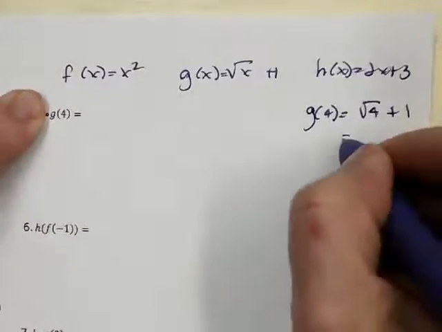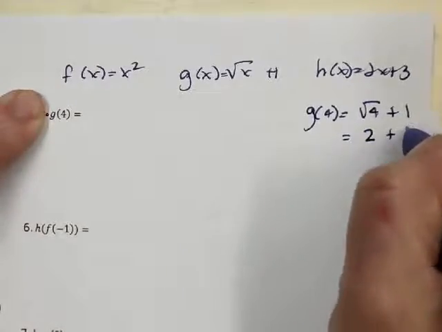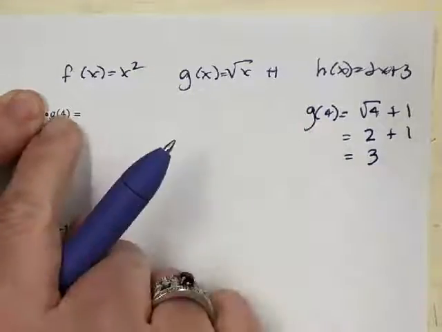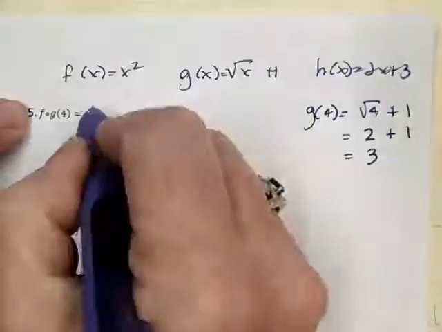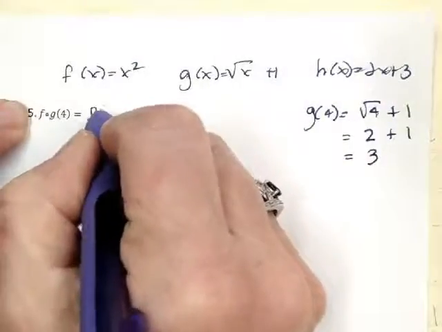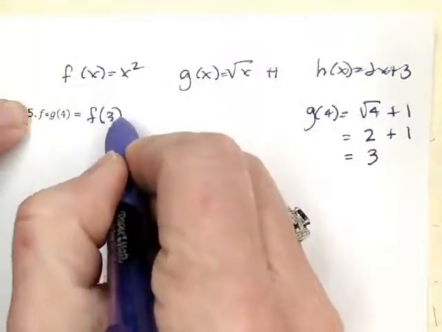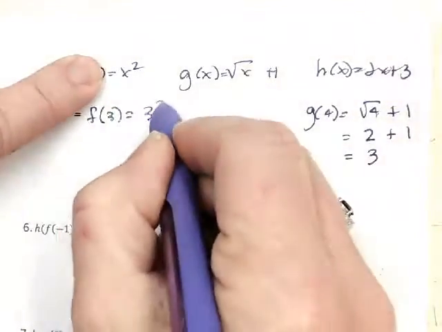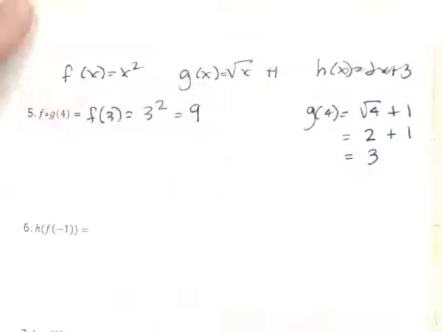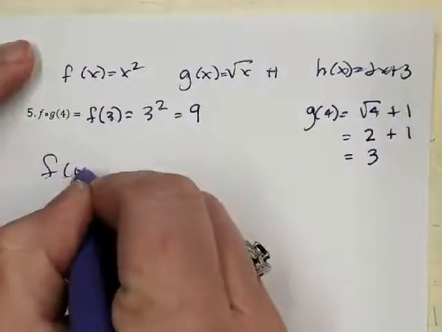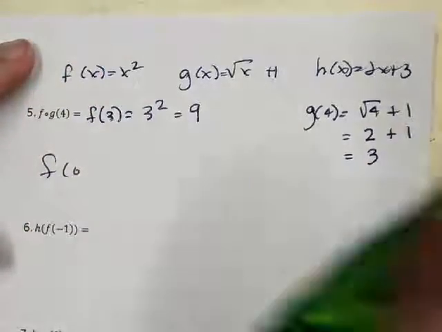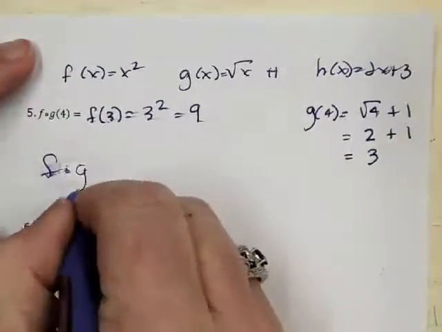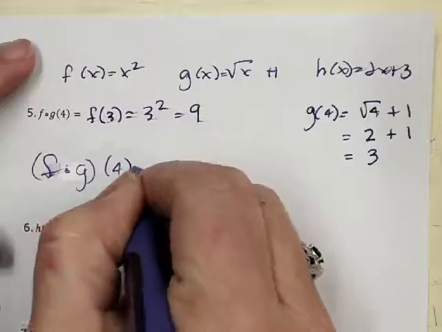The square root of 4 is 2, plus 1, and 2 plus 1 is 3. So now this is what's going into the f. So I'm going to do f of 3, and that means I'm going to do 3 squared, which is 9. So f composed with g of 4 is equal to 9.